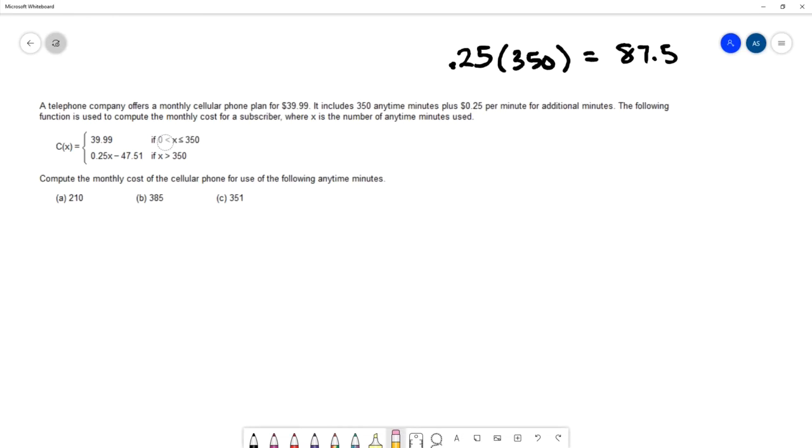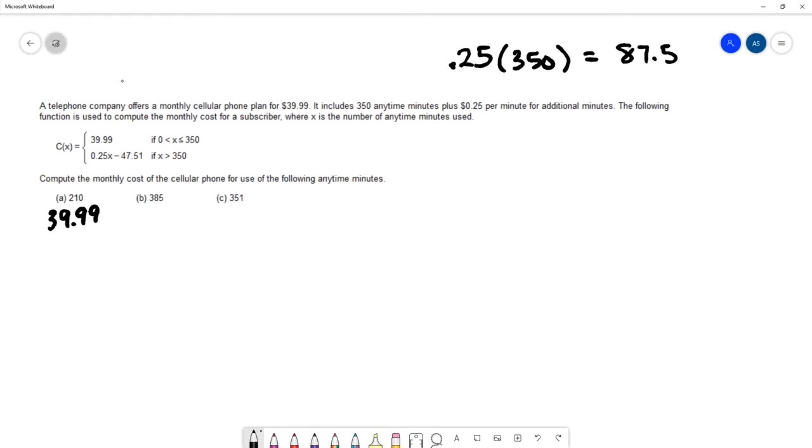So what we do is we use these rules over here to decide which formula to use. As long as we're using less than the 350 anytime minutes, we only have to pay for the cost of our plan. So we're going to use the first equation. That's $39.99. But when we are over the 350 anytime minutes, we need to use the second equation to work it out.